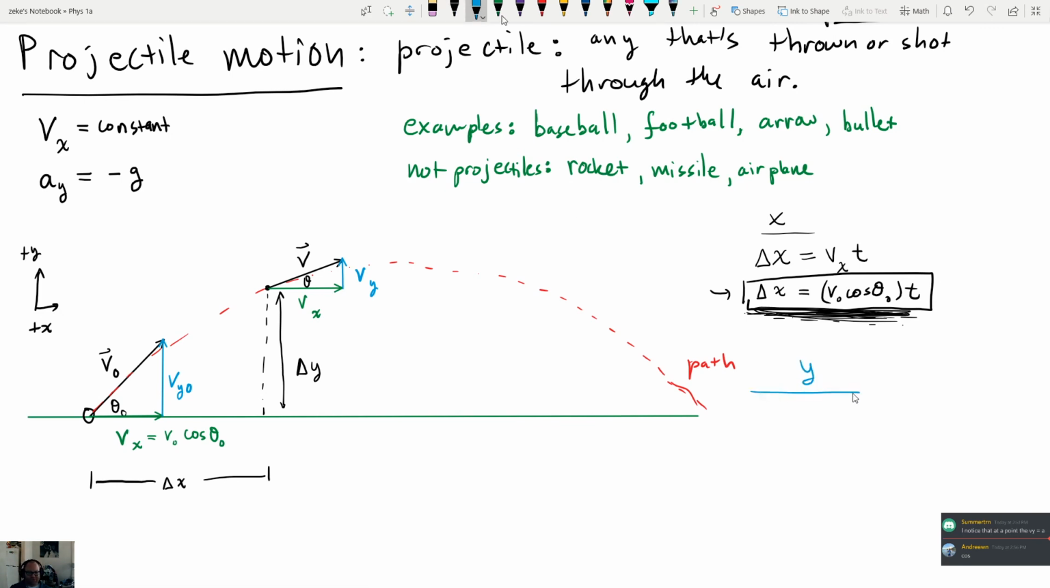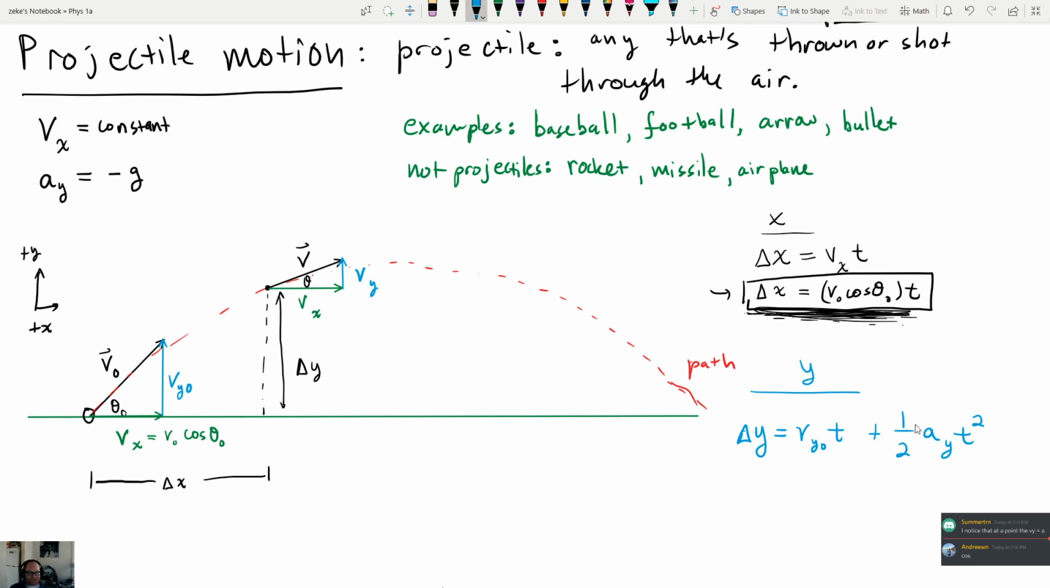In the y direction, if I want to talk about the displacement, delta y, I'm going to have to use one of the kinematic equations, right? So delta y is equal to Vy initial times time plus 1/2 times the acceleration in the y direction times t squared. I don't care about acceleration in any other direction except for the y direction when I'm talking about y.